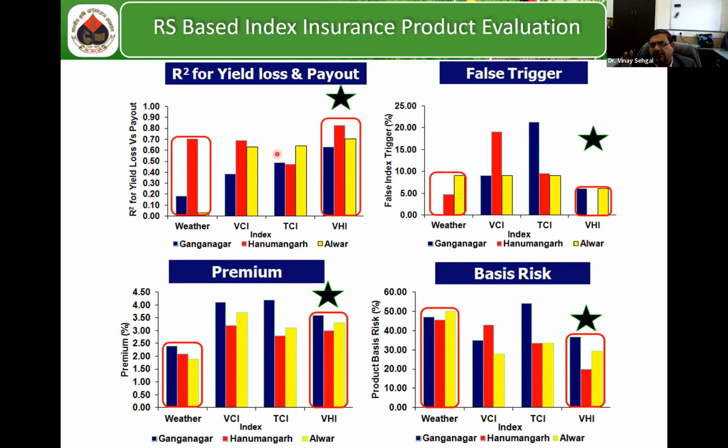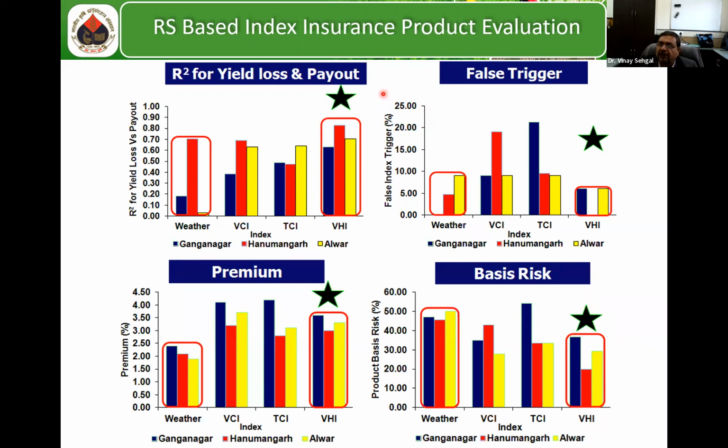So we developed a whole term sheet for these insurance plans using remote sensing data. And we showed that the R square of yield to payouts in our scheme based on remote sensing is much better. The false triggers percentage also reduced, and the basis risk is also reduced. I hope some of you would be involved in crop insurance type of research or work, so you would understand and appreciate that.